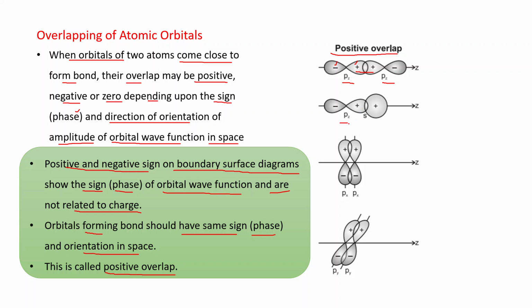In the same way, this is pz and this is s, again the same phase. This is px and px, which is called sidewise overlap. You can also try to draw these diagrams like this. Again, this overlapping is as per the same phase. In the same way, this is py of one atom overlapping with py of another atom, resulting in positive overlap.